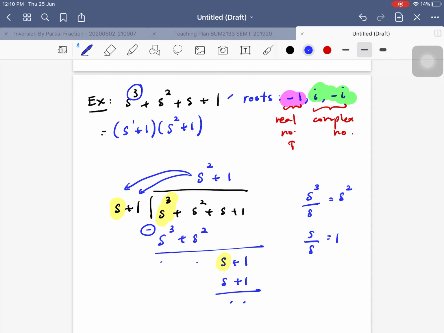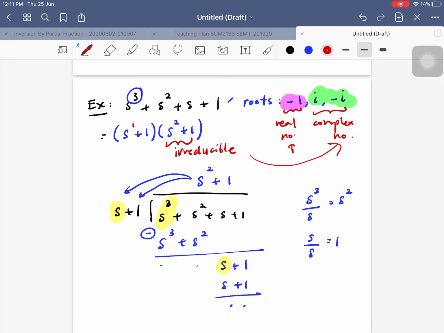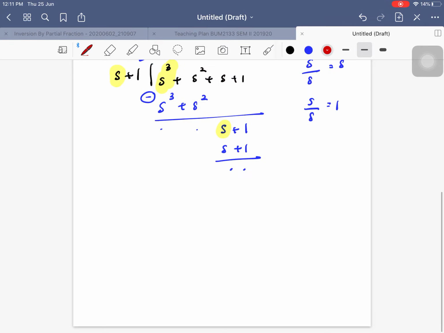And of course, this is a linear factor, it's to the power of 1, and this over here is actually an irreducible function, so that is why it comes out with these two complex roots, which are going to be i and also negative i. Okay, so that is what you have to do when you come across cases like this, for which the roots give you a combination of real numbers and also complex numbers.